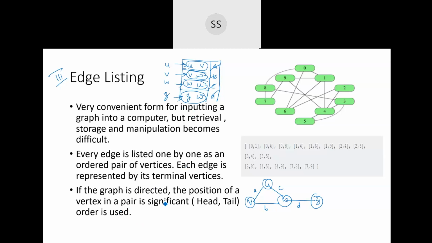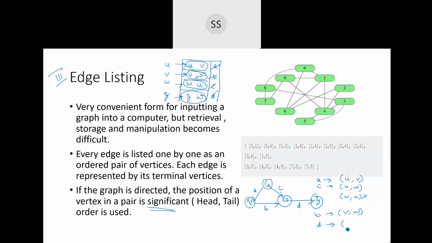Now, if the graph is directed, the position of the vertex in a pair is significant. If I have something like this, for the edge A, I have to write U comma V, because U is my head and V is my tail. Now what about C? I'll write it as U comma W. I cannot write W comma U. Now what about my B? I'll have to write it as V comma W, because V is the head and W is the tail. And then you have D.